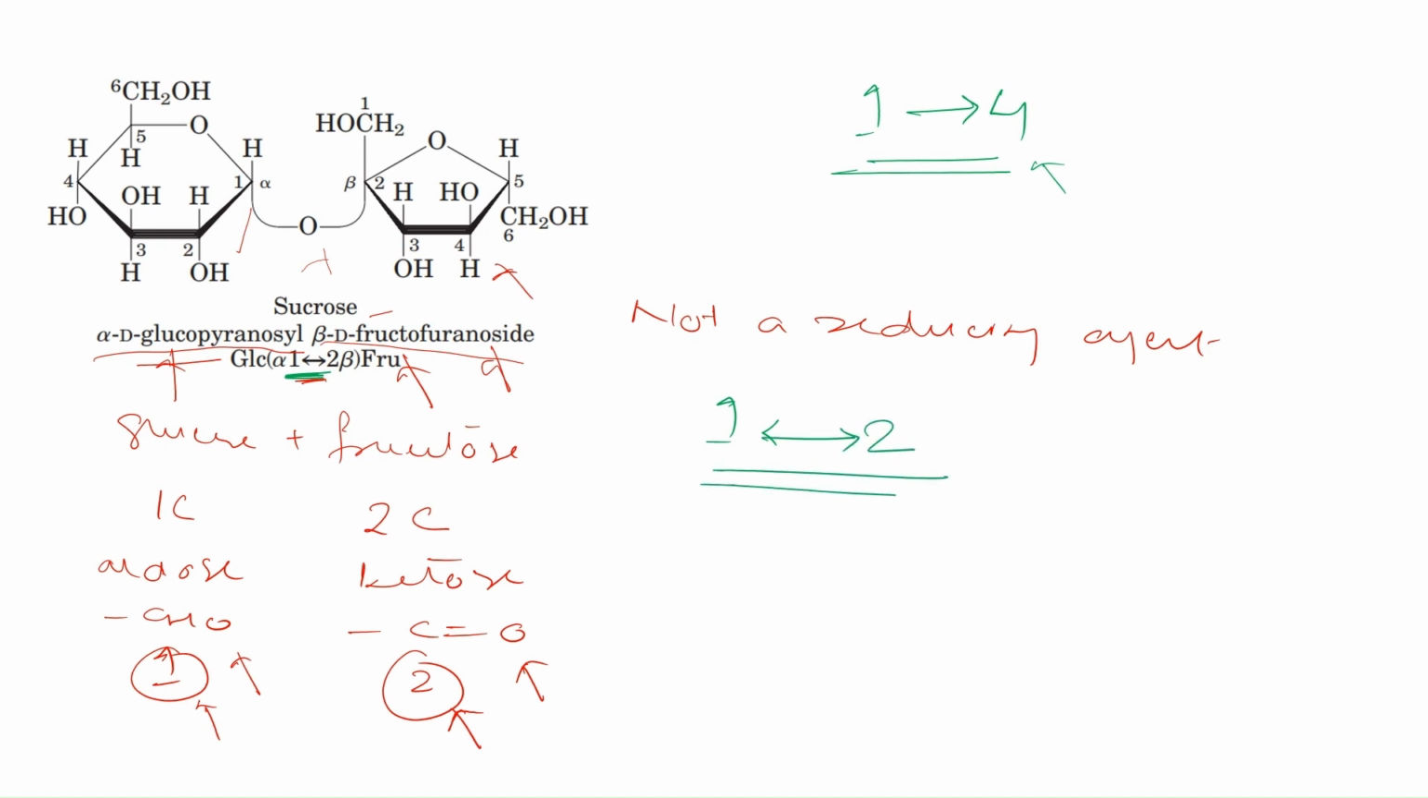It means both the anomeric carbons are involved in bond formation. The 1 is also an anomeric carbon. In case of fructose, this 2 is also an anomeric carbon. So both the anomeric carbons are involved in bond formation. Hence, we write the arrow like this in case of sucrose, which is a non-reducing sugar.